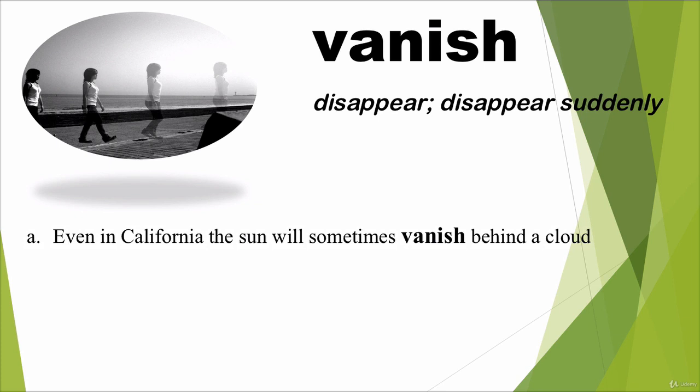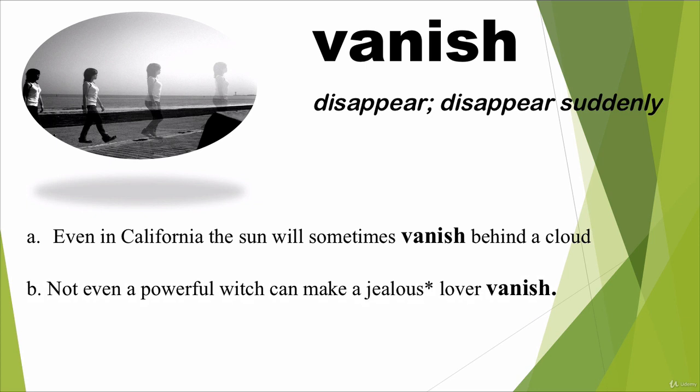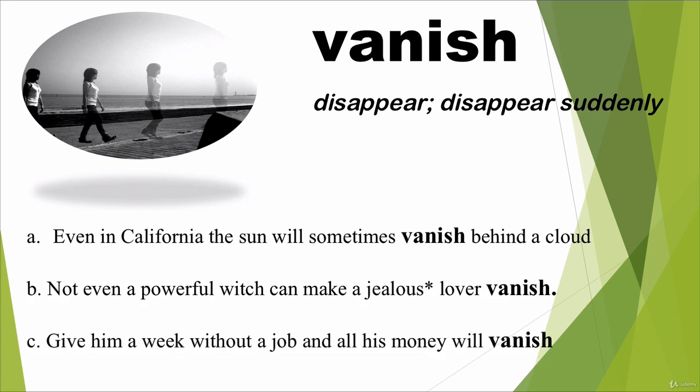the sun will sometimes vanish behind a cloud. It disappears behind the cloud. Not even a powerful witch can make a jealous lover vanish. Right. Jealous means a person who is envious, wants something that you have. We learned this word, I guess, in the first or second lesson of 504. Give him a week without a job, and all his money will vanish, disappear.